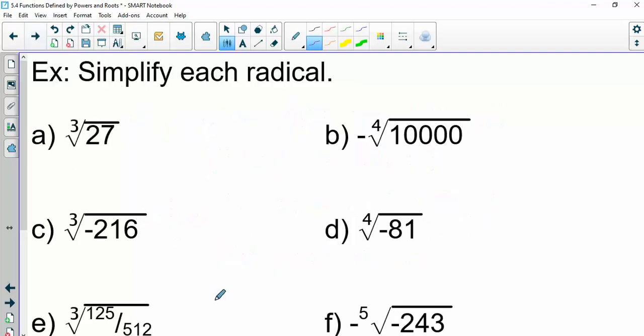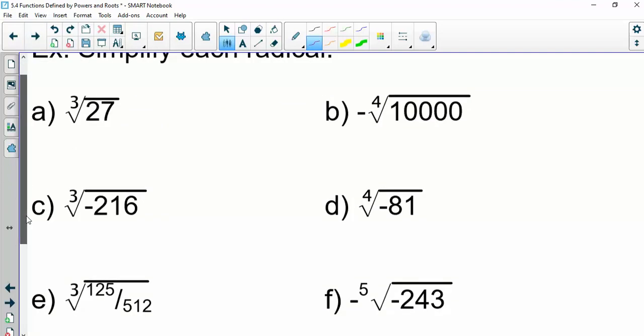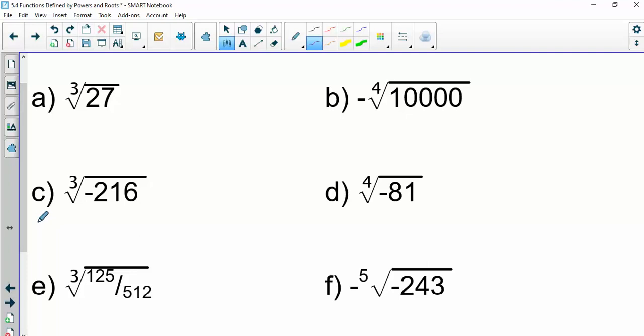Let's practice simplifying some of these radicals. We don't need calculators. We can do this. That's 3. All right, everybody better be with me here. So the cube root of 27 is like saying what number to the 3rd power equals 27, which is 3. B. If there's a negative on the outside, does that change anything? No. It just means my answer will be negative.